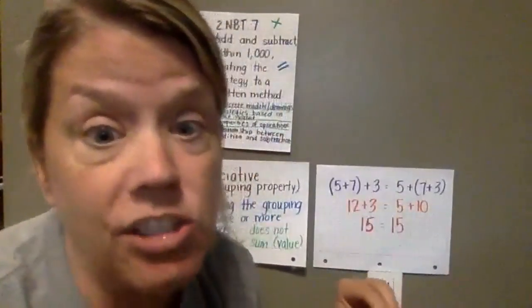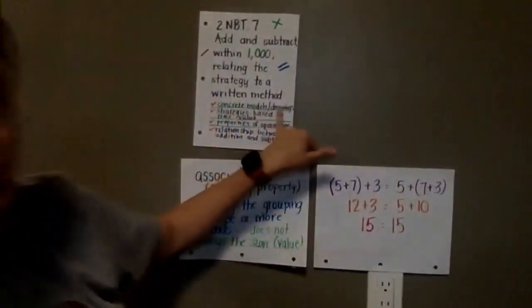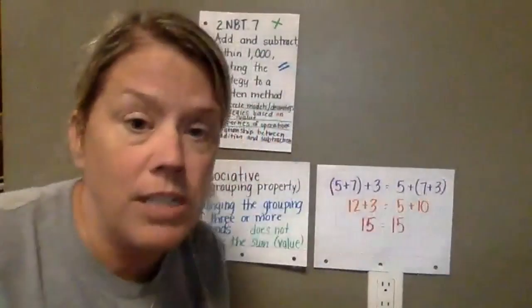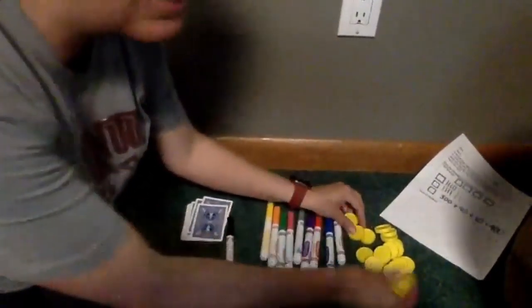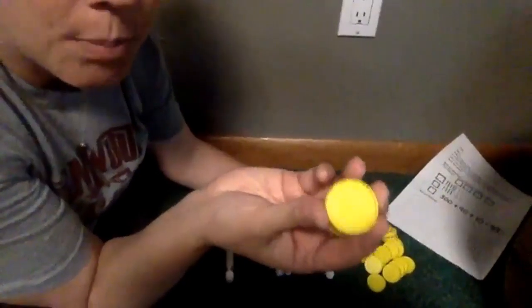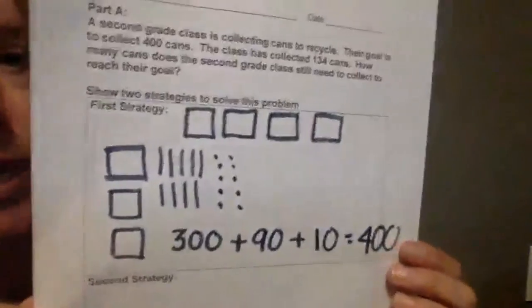So the first strategy, that's Miss Street's first go-to strategy all the time, is to use manipulatives, and I drew the manipulatives. So the first one we did was concrete models and drawings. And remember, we talked yesterday about how Miss Street did not have base 10 blocks, but I used the cards as my hundreds. I use the markers as my 10s, and I use these little counters from a Connect 4 board game as my 1s. So we used that yesterday to show our work, and then we drew it on the paper.